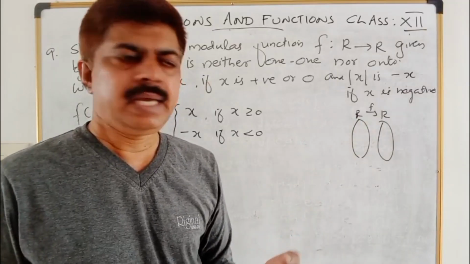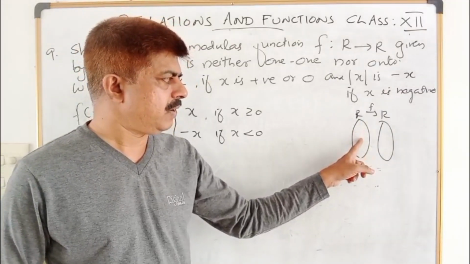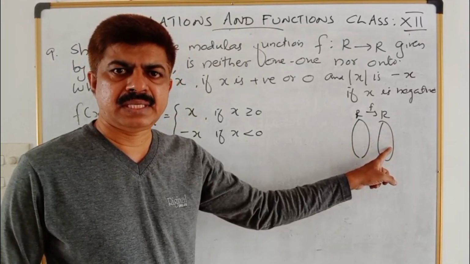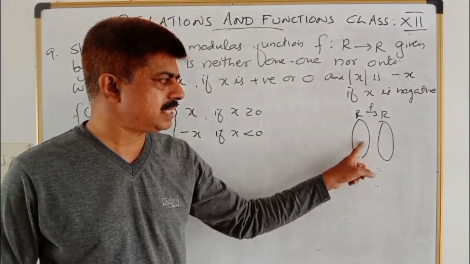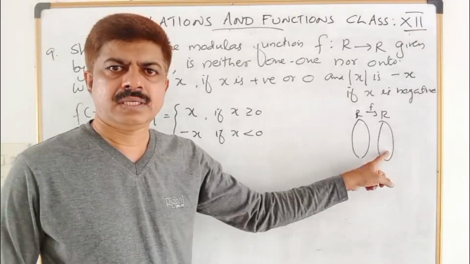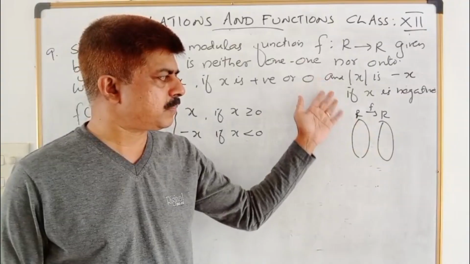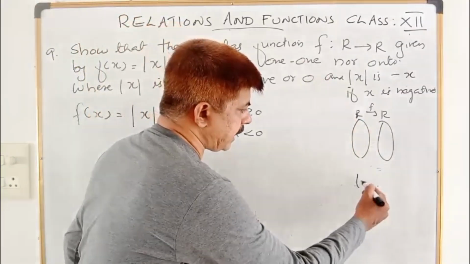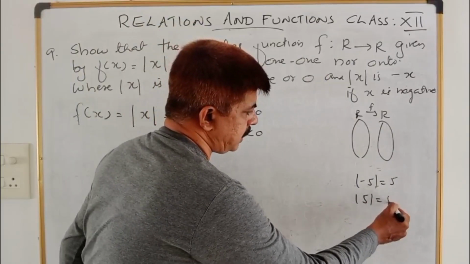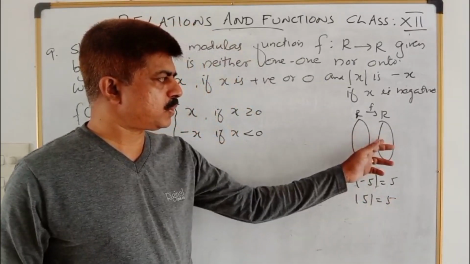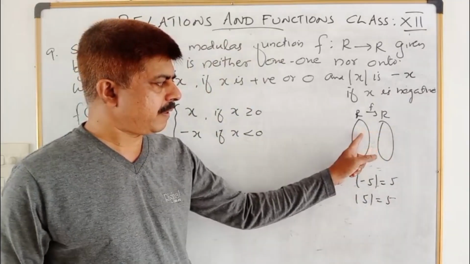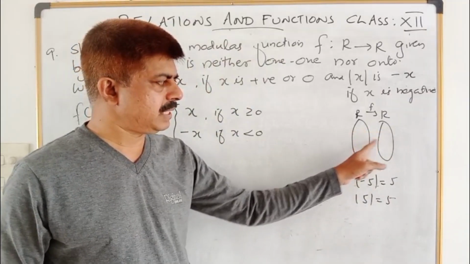One-one relation means every element in the first set has one and only one image. Two distinct elements have distinct images. That is one-one. Is it possible in the case of the modulus function? We know mod of negative 5 is what? Positive 5. Mod of positive 5 is what? So I think this is not possible in this function. Two different numbers get the same image.